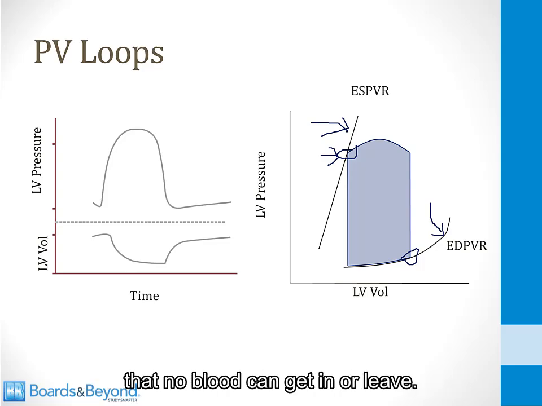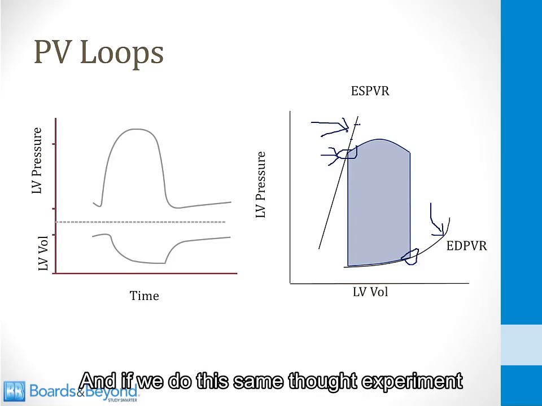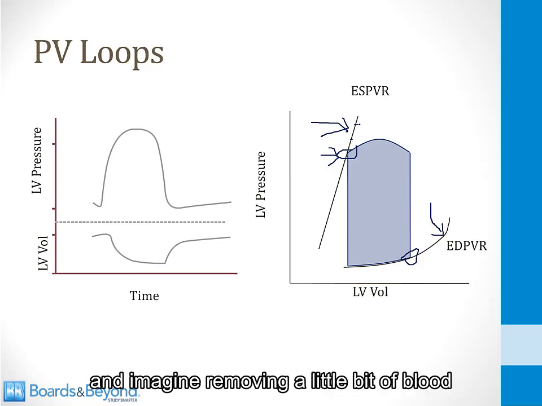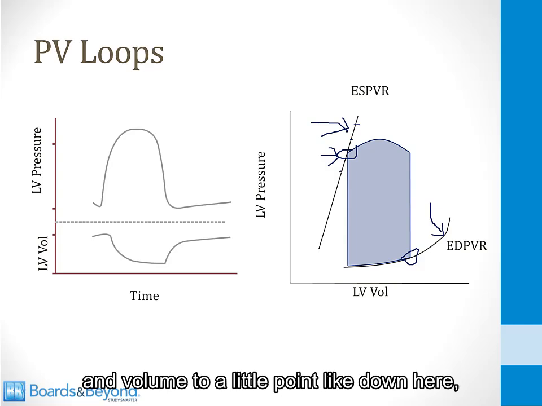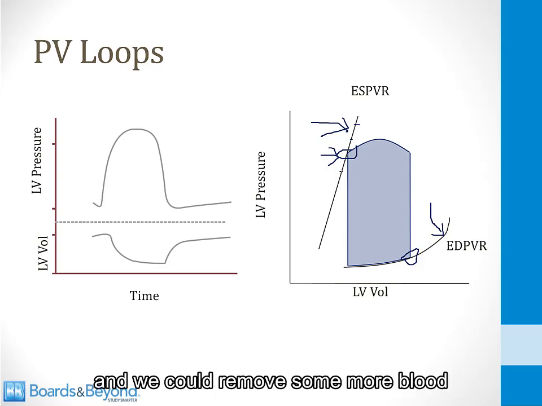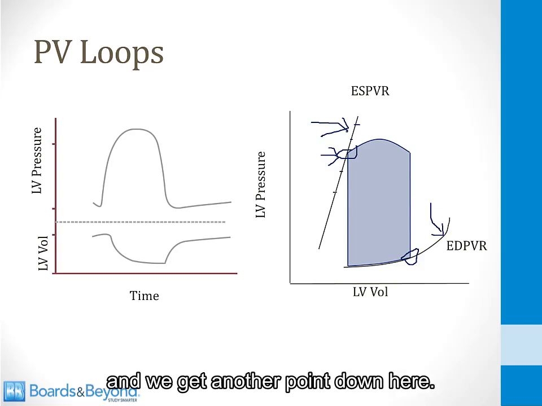I want you to imagine now that if we stuck a needle into the left ventricle and we injected just a little bit of blood at this point in time at the end of systole, that would slightly increase the pressure and volume in the left ventricle to a point that's, let's say, right here. If we once again injected some blood, we'd get another point right here. And if we do this same thought experiment and imagine removing a little bit of blood at the end of systole when all the valves are closed, we would lower the pressure and volume to a little point like down here, and we could remove some more blood and we'd get another point down here.